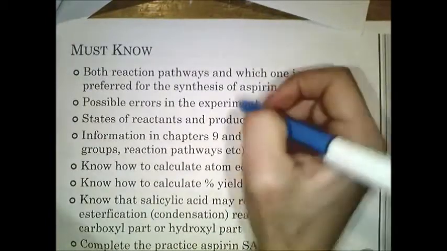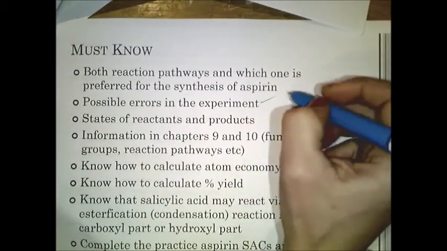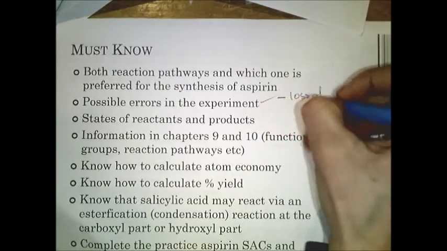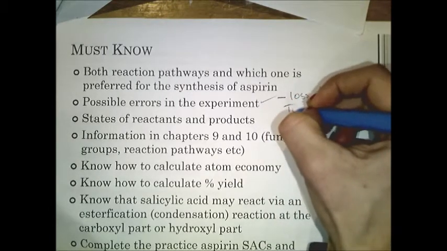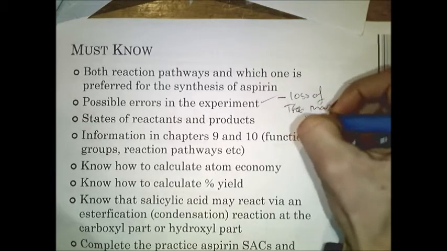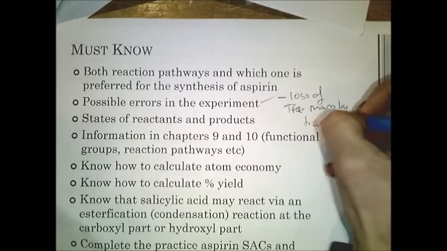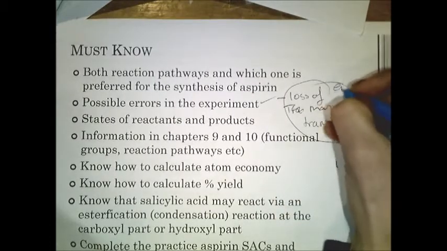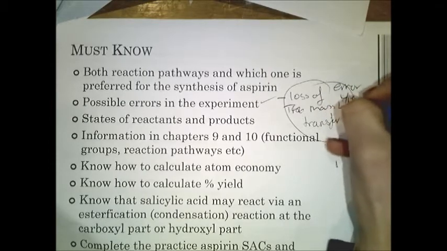Okay, now possible errors in the experiment. So a couple of you rattled off some errors, so loss of mass by transfer, things like that. I'm sure you can think of more, but also think about the effect that these errors will have on yield.